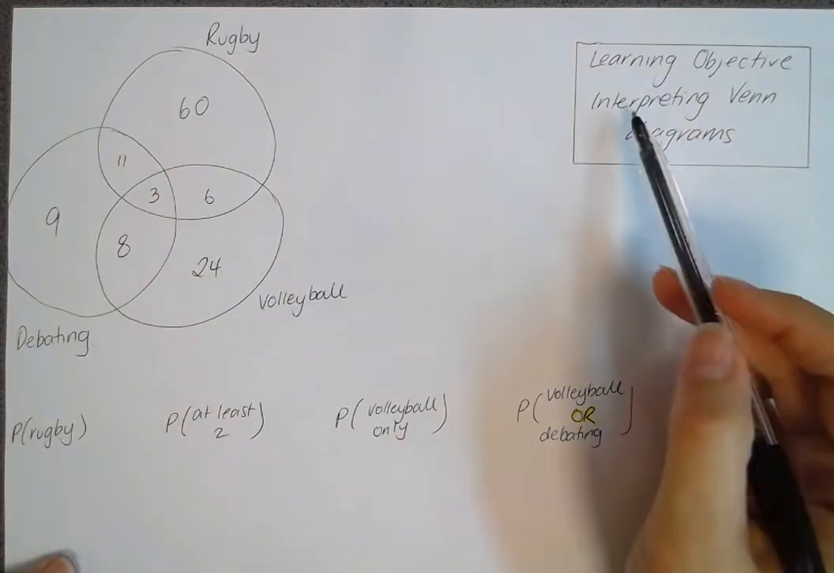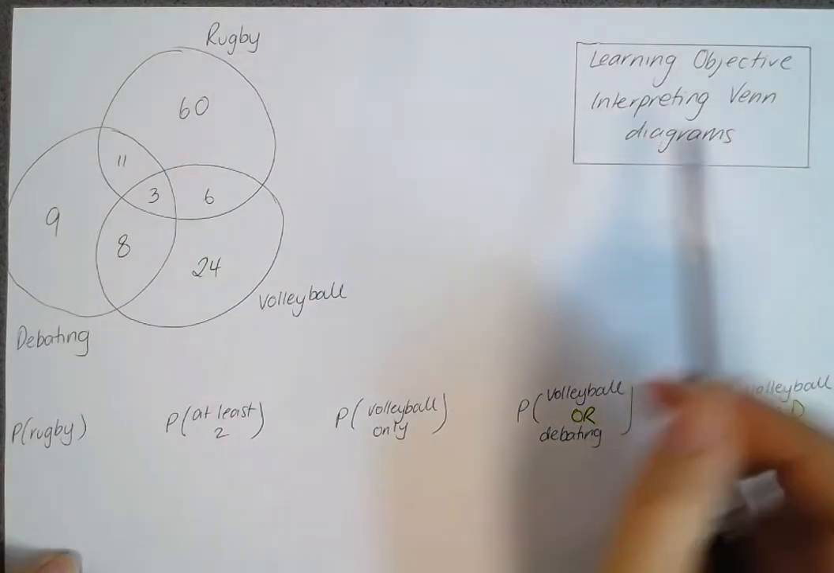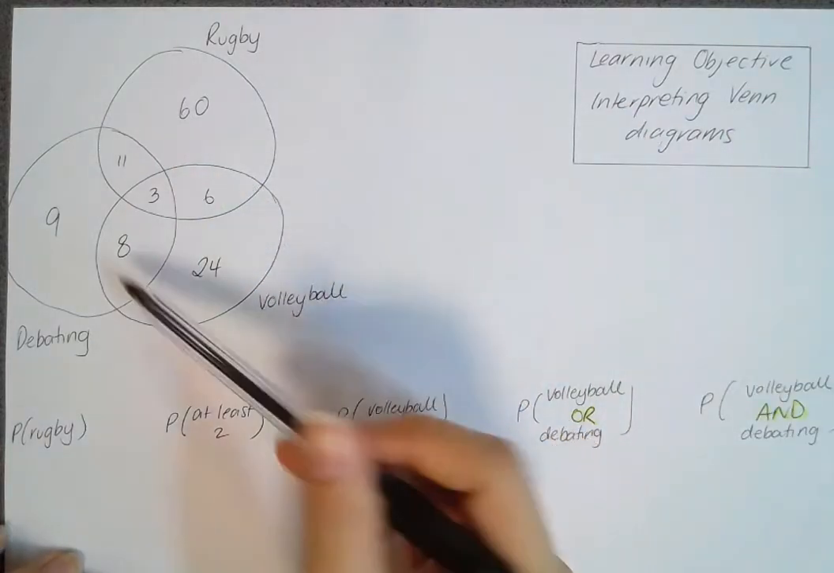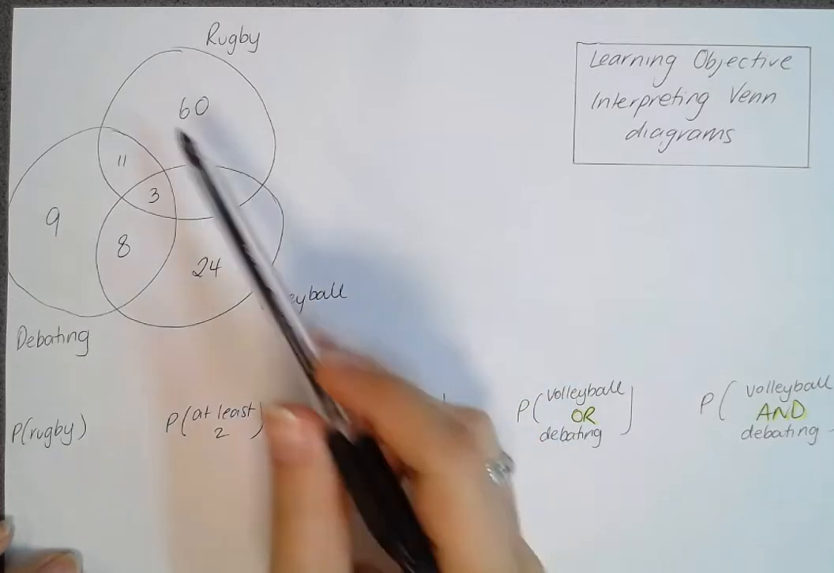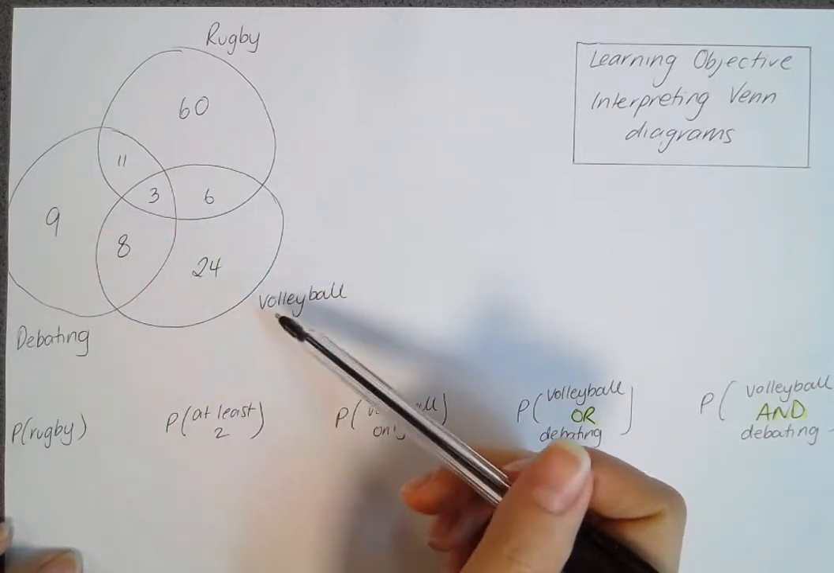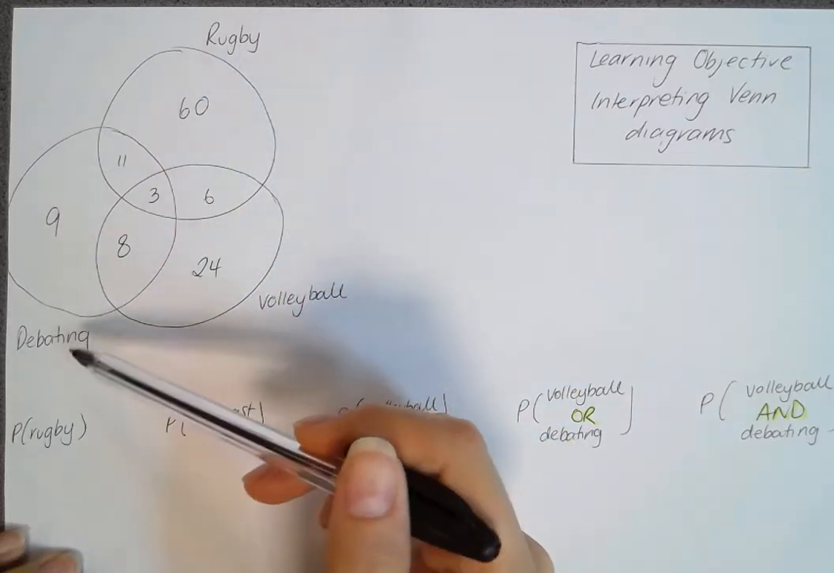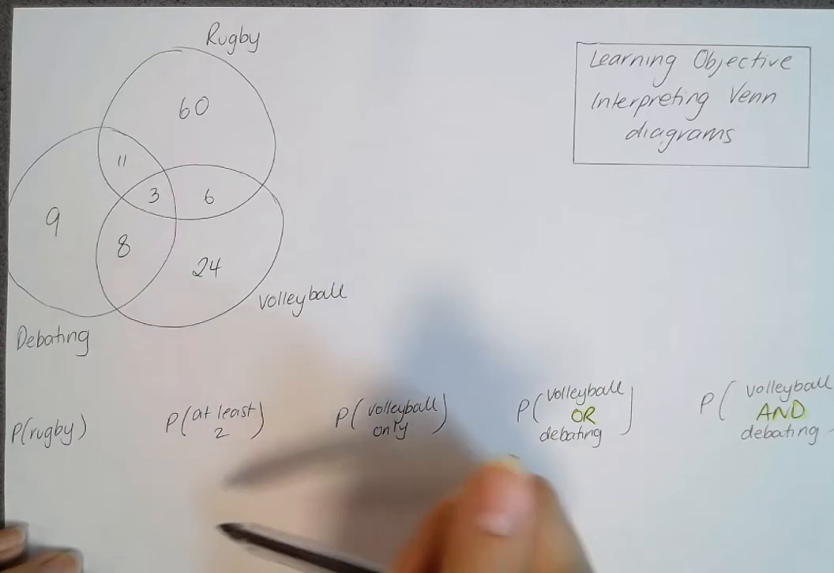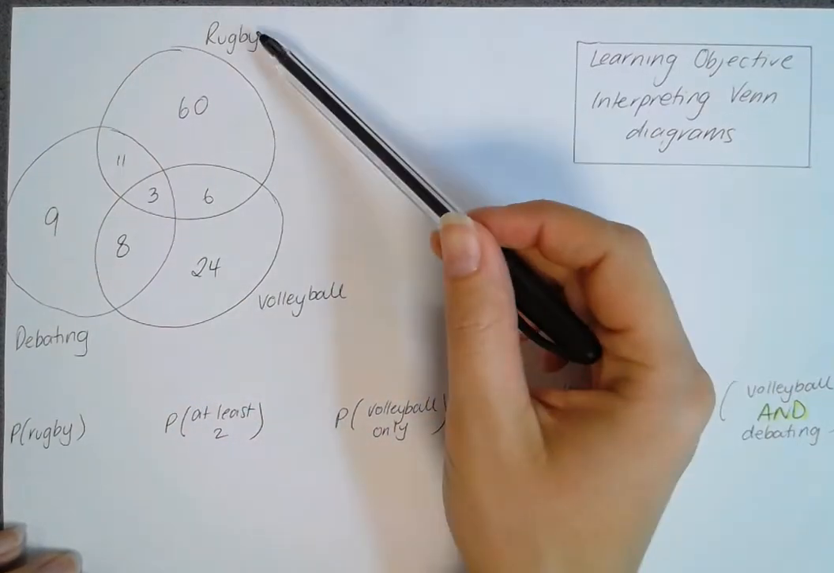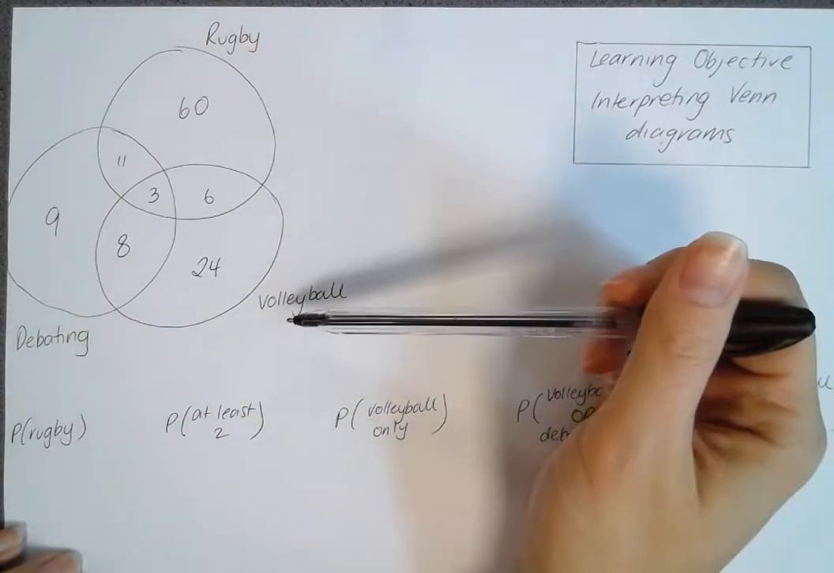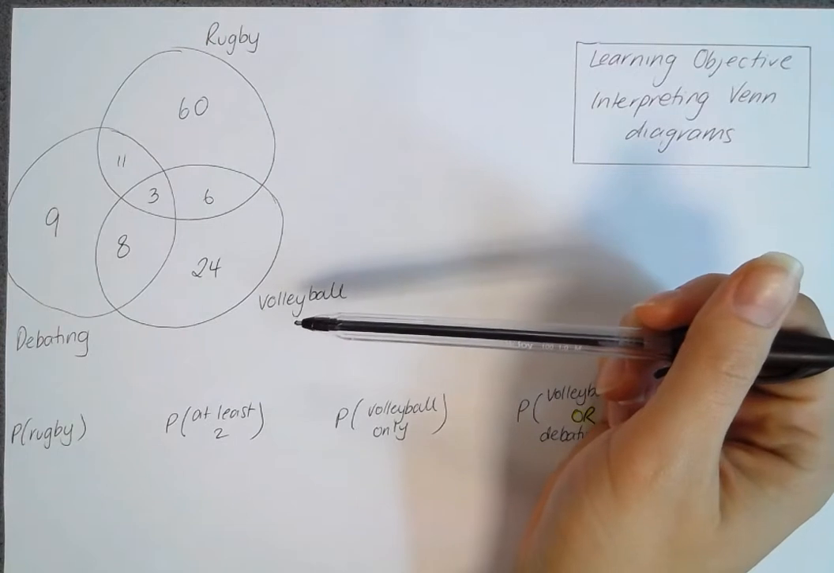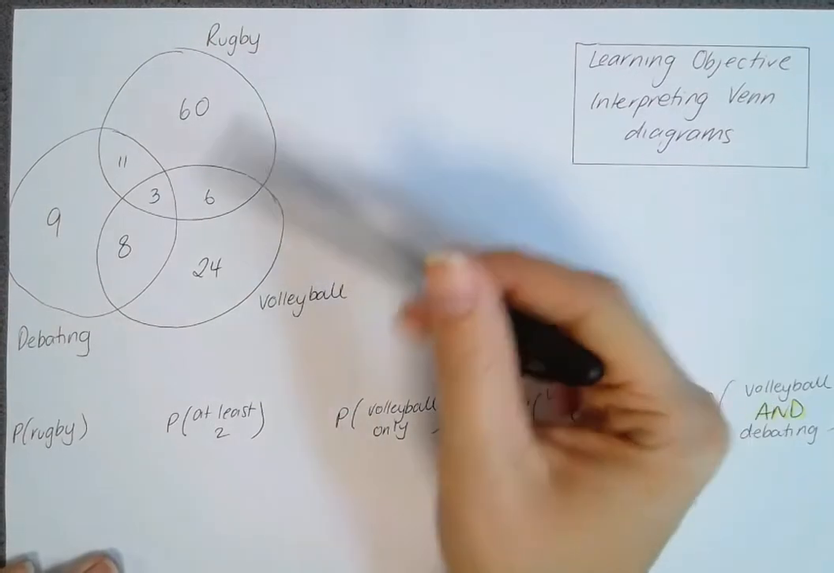Right, in this lesson we are learning to interpret Venn diagrams. Now you may have seen Venn diagrams are a way of describing data in a very visual way, and what it does is look at categories of people. And so in this case we've got categories of students at Padua who have done particular sports or co-curriculars outside of classrooms. So we've got volleyball, rugby and debating.